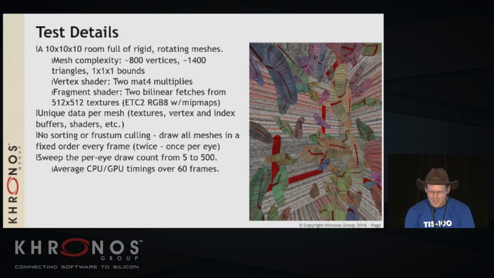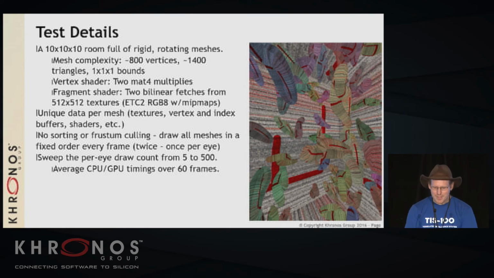The vertex shader is a couple of matrix multiplies. The fragment shader is a couple of texture fetches with bilinear filtering. These shaders were chosen to be more or less representative of what a typical mobile game might be doing. You know, not your fanciest objects, but enough to get a dynamic 3D object into the world.